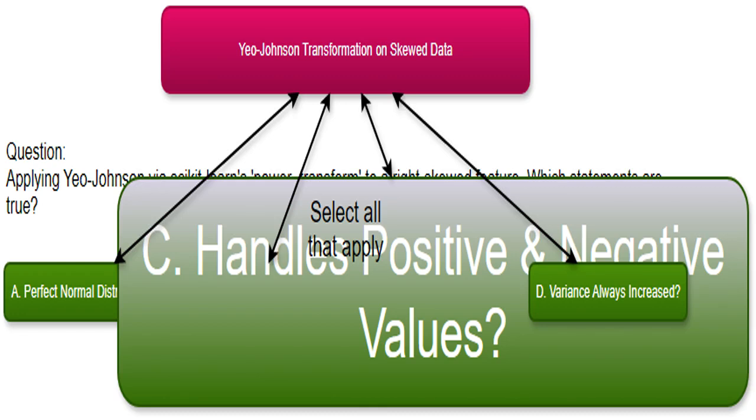A key advantage of the Yeo-Johnson transformation is that it can handle datasets with both positive and negative values. Unlike the Box-Cox transformation, it isn't limited to positive data only. This makes it more versatile for real-world applications where data frequently includes both positive and negative numbers.